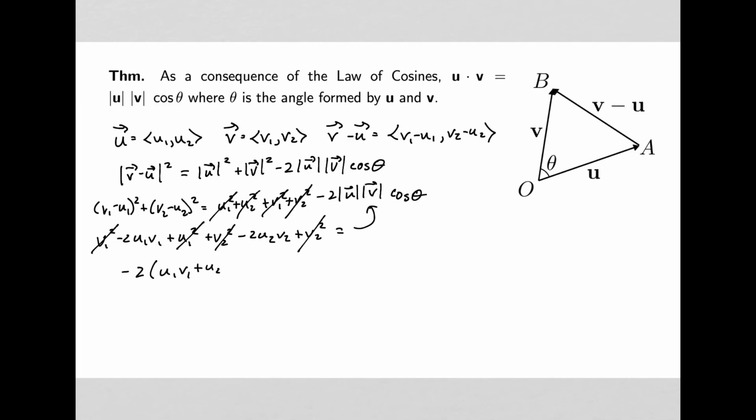plus u2 v2 equals minus 2 magnitude u magnitude v cosine theta. You can cancel out the minus 2's and you get the result that's promised here. Now the way you'll usually use that is to say that your cosine of the angle theta is going to be u vector dot v vector over magnitude u magnitude v, and then in order to find out what theta is, you can just take an inverse cosine.